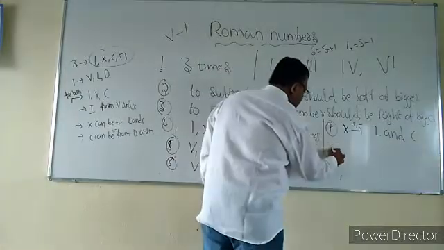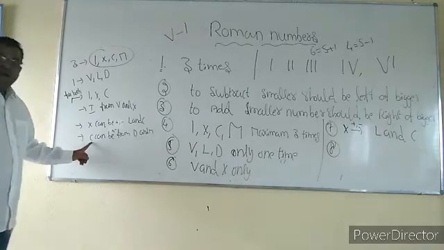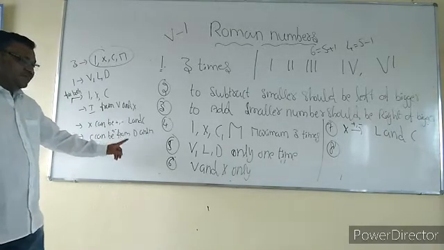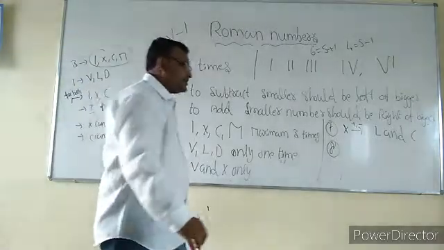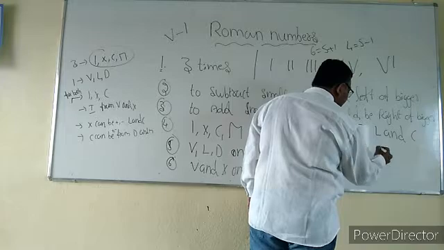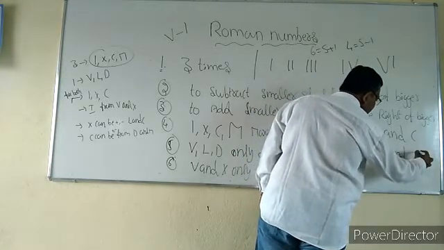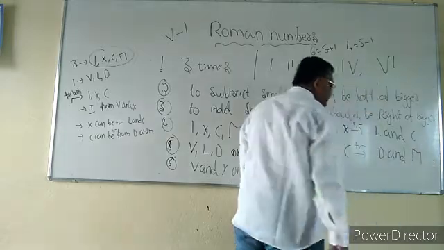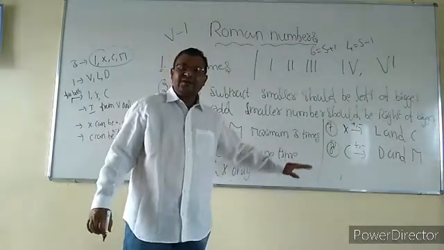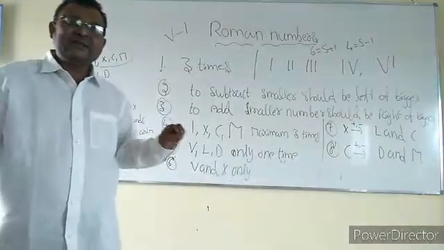And the next rule is 100 can be added or subtracted from 500 and 1000. So these are the rules we have to remember while writing the numbers by using Roman symbols.